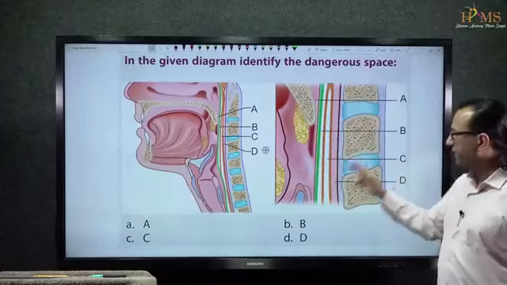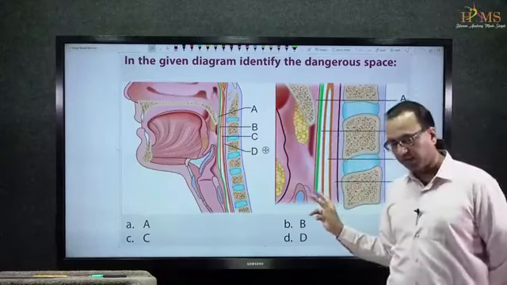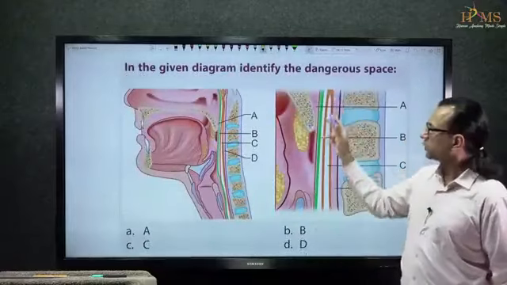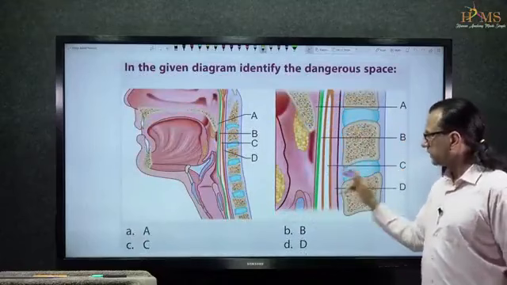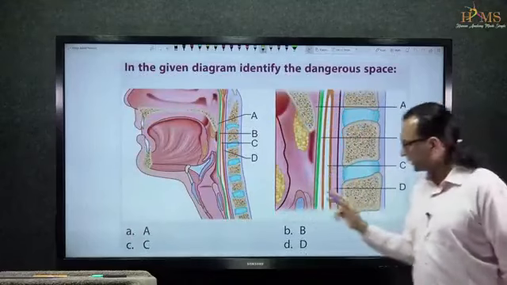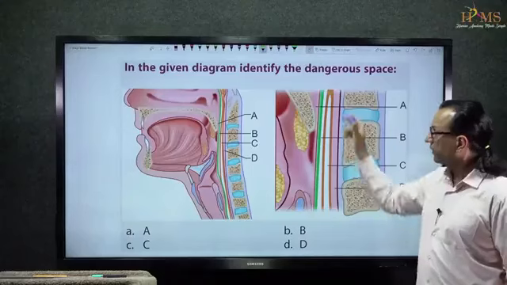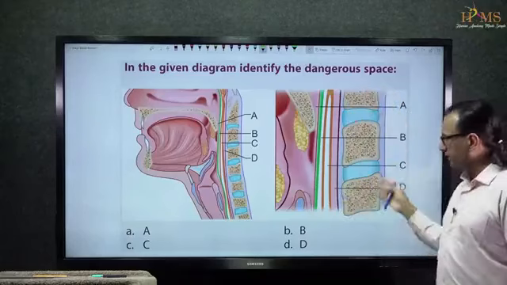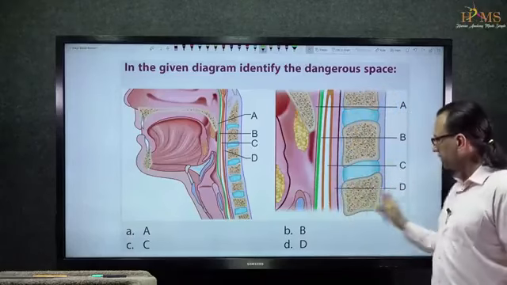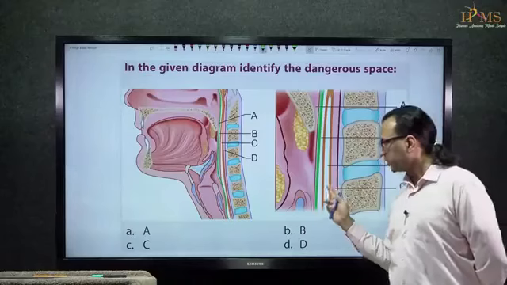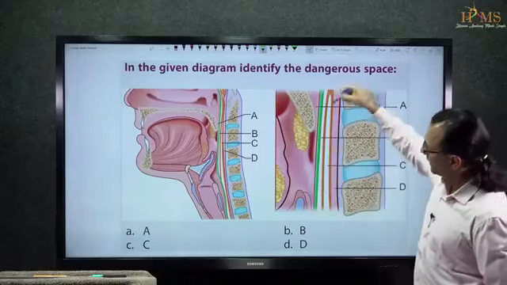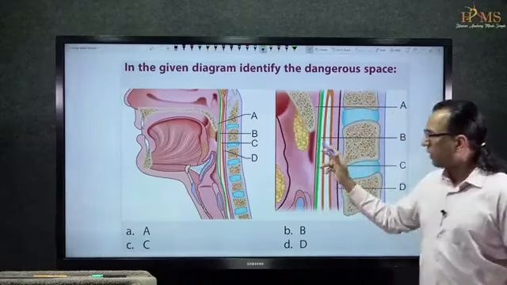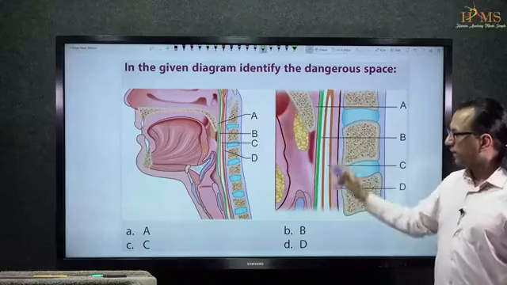And what about marker C? Marker C is the danger space, which is actually between the two layers of prevertebral fascia. The prevertebral fascia is going to split into two layers and enclose a space which is called the danger space. And what is this marker D? Marker D is in front of the vertebra, so it is called the prevertebral space. Now this is the vertebra. In front of that you have a space which is called the prevertebral space, and then between the two layers of prevertebral fascia, which is splitting into two as you see, is the danger space, and in front of that and behind the pharynx is the retropharyngeal space.